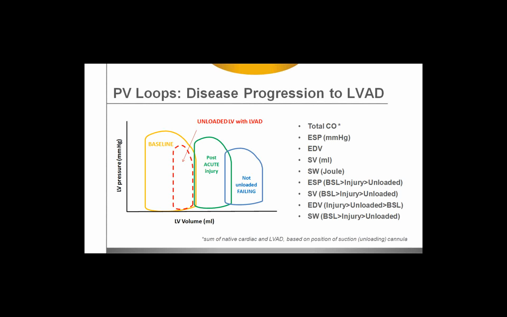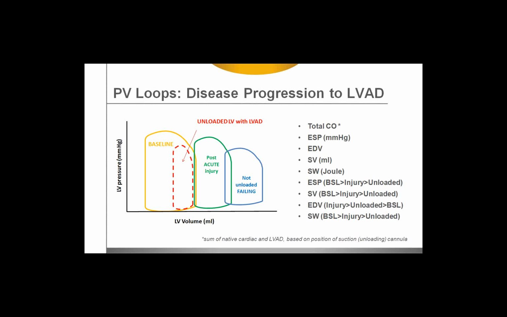As the red dashed line makes its way to the left, you can notice ESP is decreasing, stroke volume is decreasing, and stroke work is also decreasing. This is compared to both the green and blue PV loops, and this is basically the situation of balanced unloading.